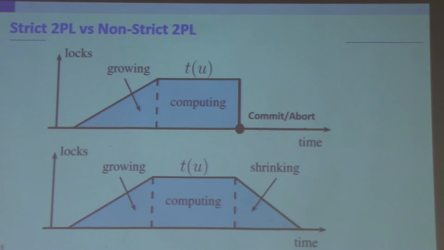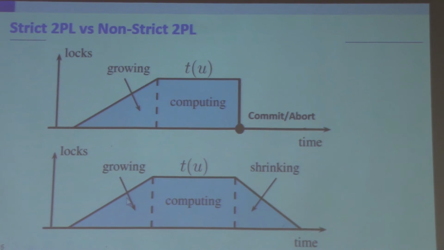In both cases, there is a growing phase, meaning you are acquiring locks. So that's why the number of locks keeps going up. And then you do some computation. Well, you can do computation even while you are still acquiring locks. So computation can still be carried out here. But for strict two-phase locking, the number of locks goes to 0 immediately, only at the time of either commit or abort. So this curve looks like this.